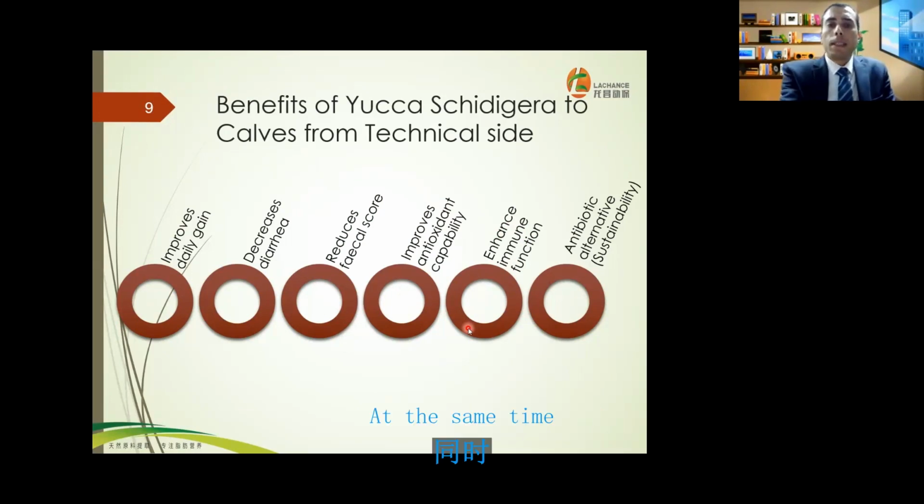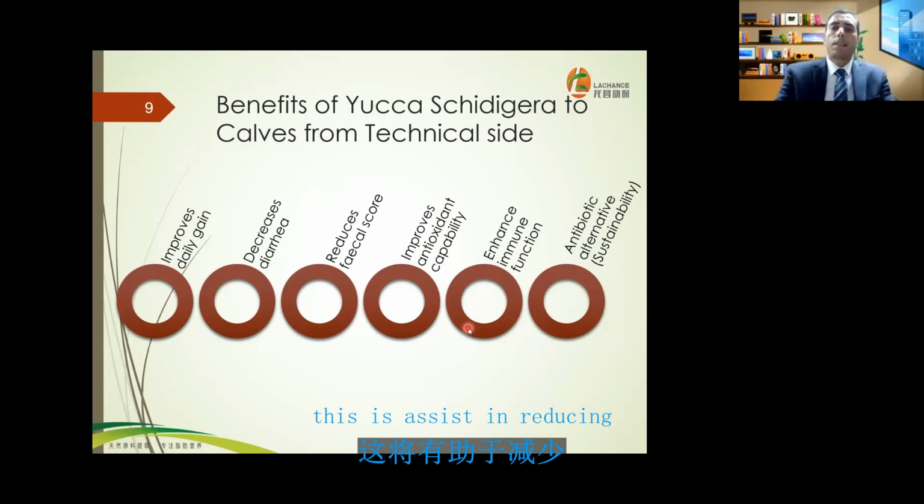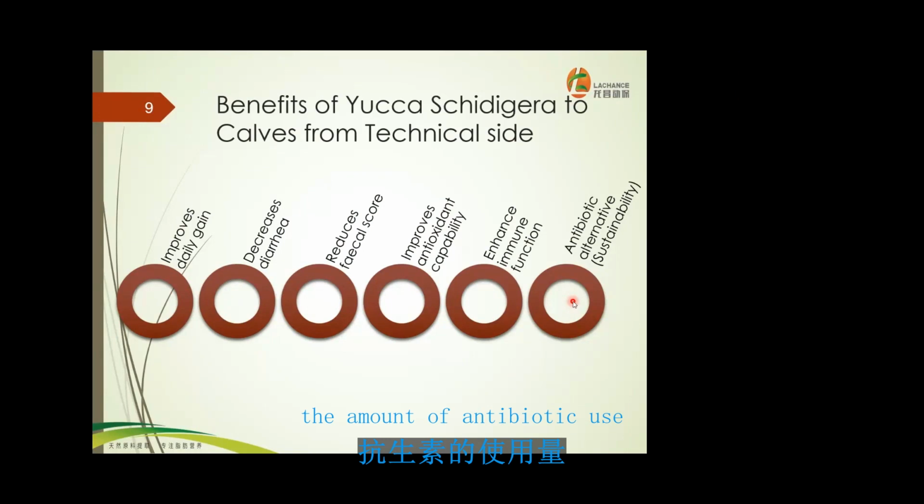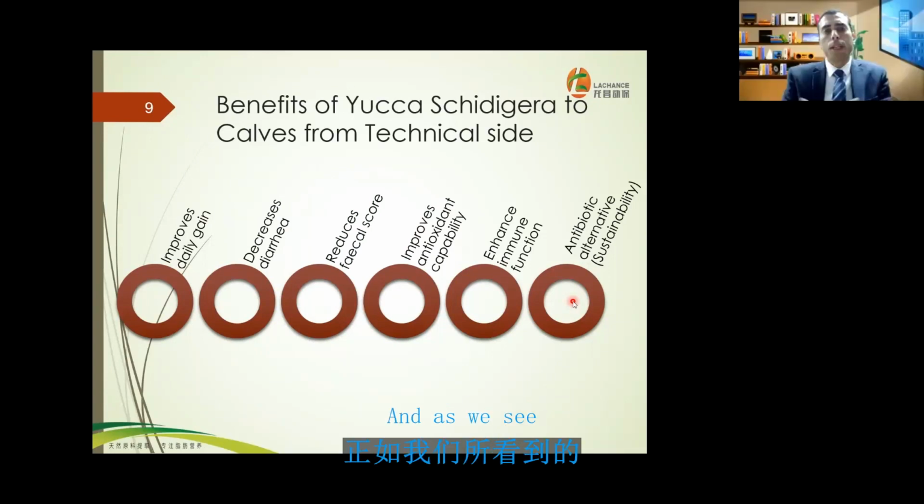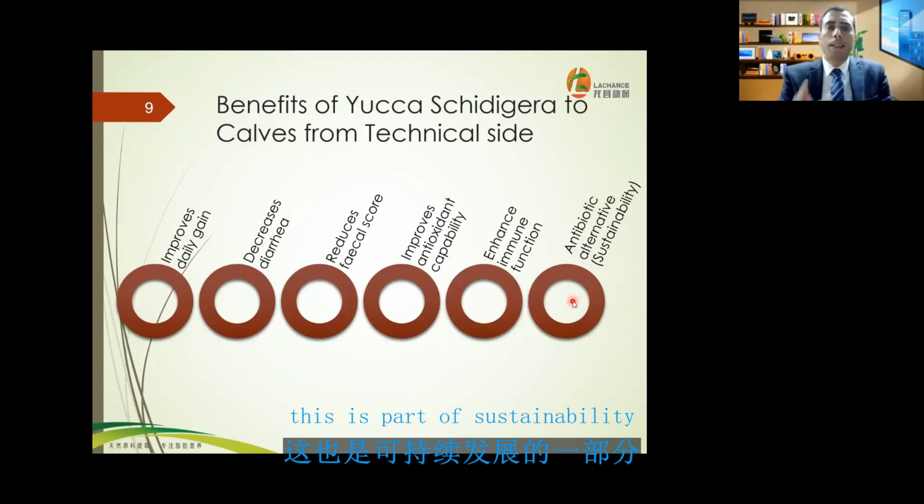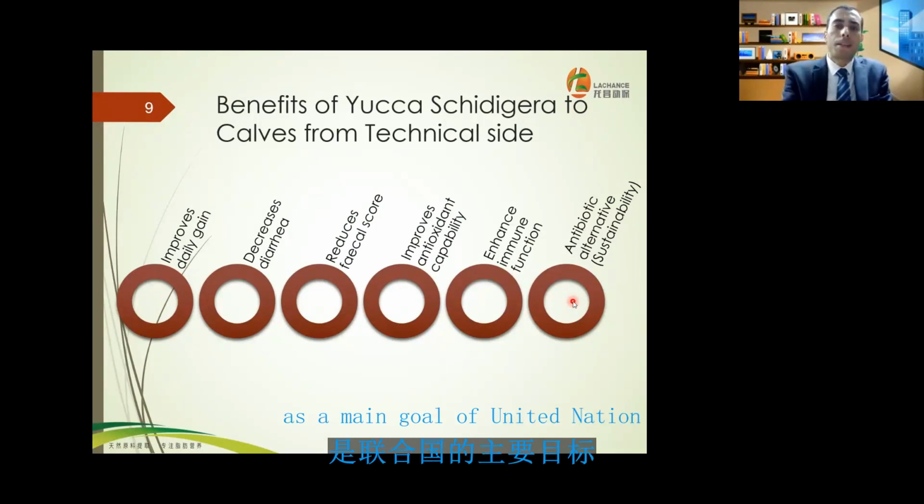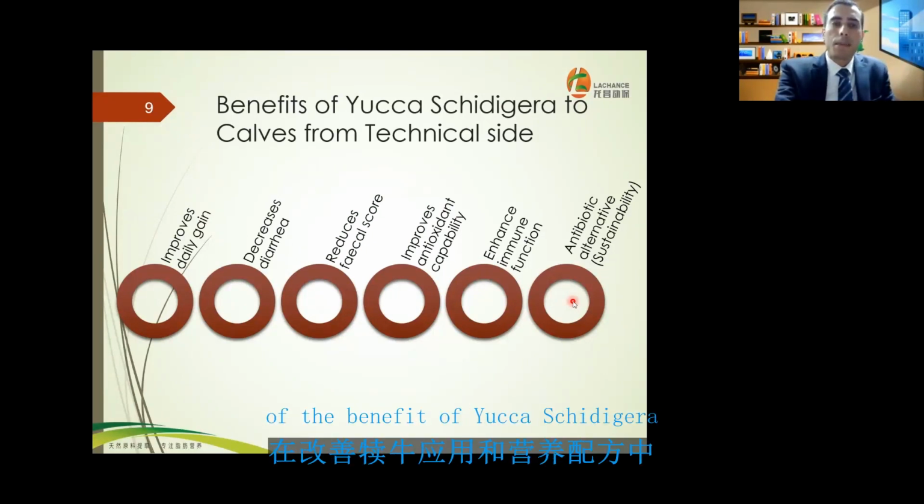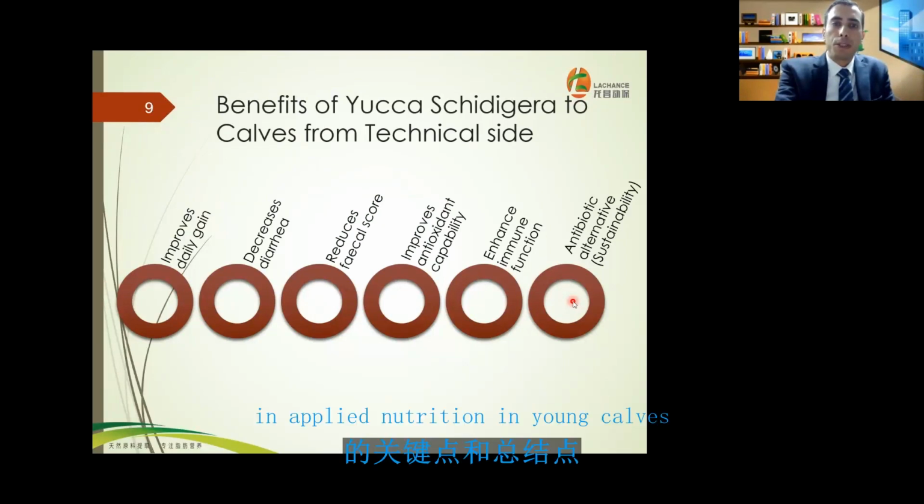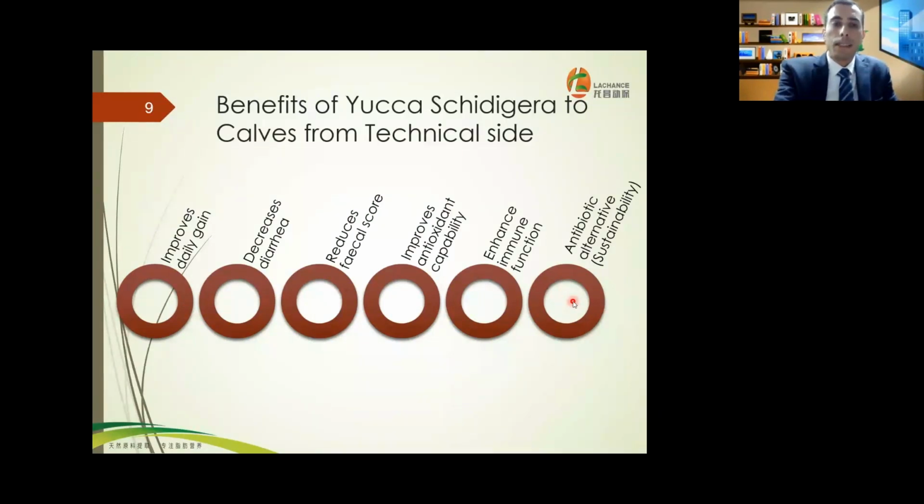At the same time, this assists in reducing the amount of antibiotic use, meaning it is used as an antibiotic alternative, which as we discussed is part of sustainability, a main goal of the United Nations. These are the key points and a summary of the benefits of Yucca extract in applied nutrition in young calves.